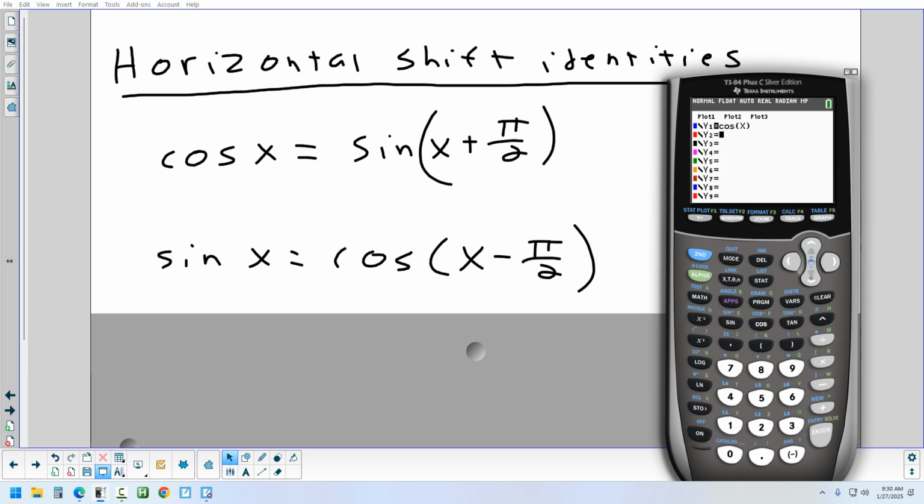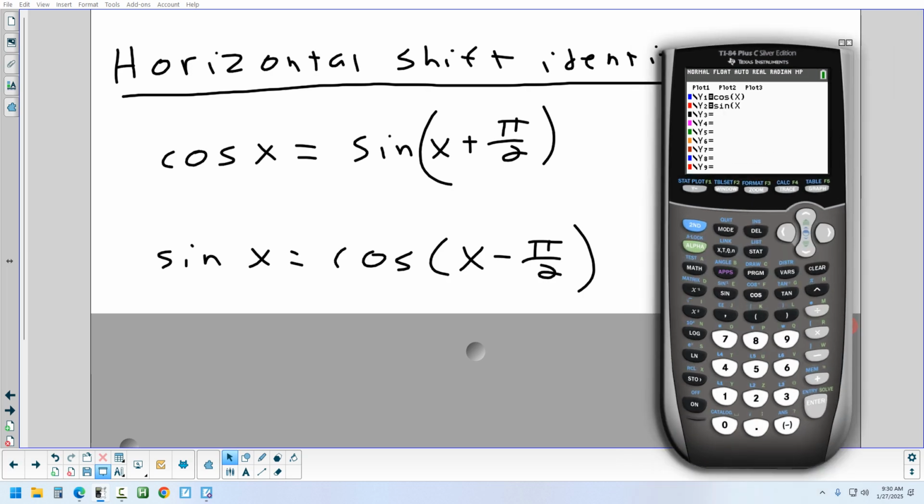So let's take the graph of sine, and let's shift it to the left by pi over 2. And when you do that, you get exactly cosine. That's why it traces right on top of it. So numerically, that's thinking of it graphically.